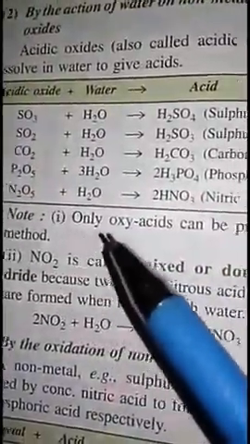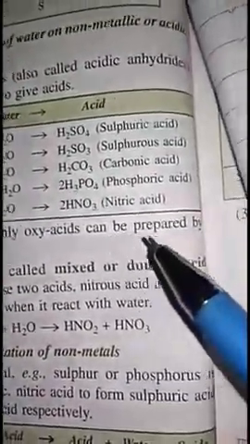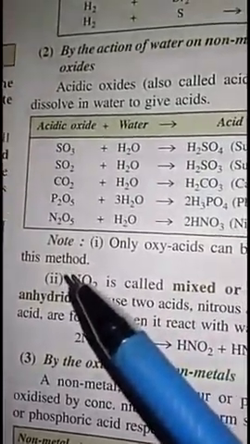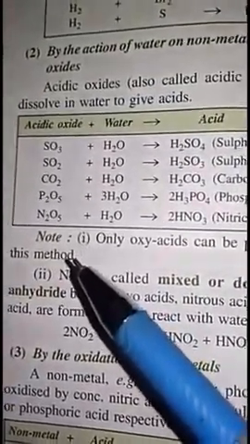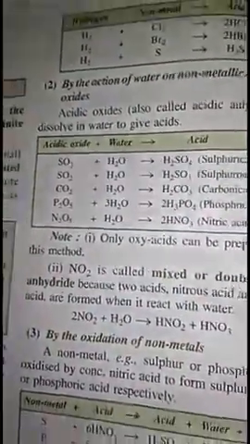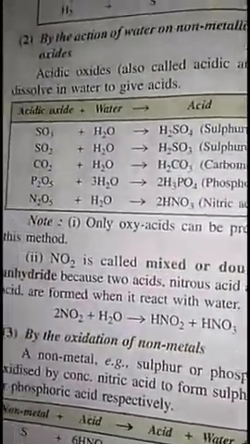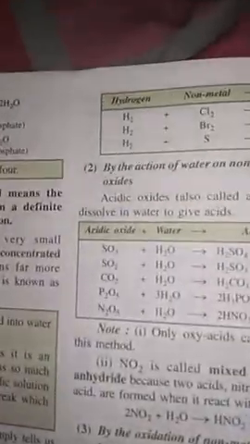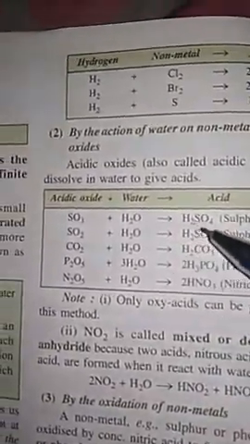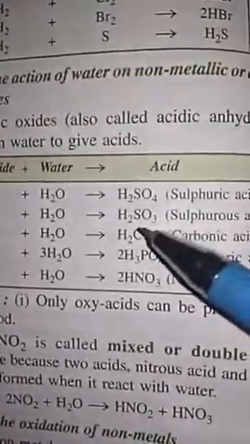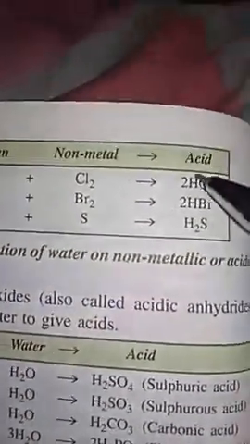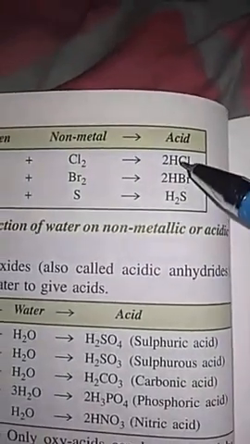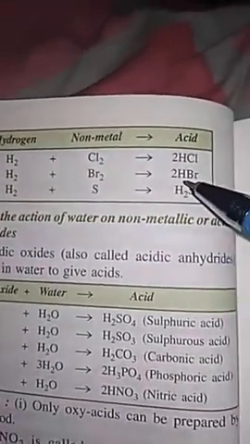Now here we can see only oxyacids can be prepared by this method. Oxyacid means which acid? The acid which contains oxygen. In the previous classes we have studied that the acids which contain oxygen are called oxyacids, and the acids which do not contain oxygen are called hydracids.